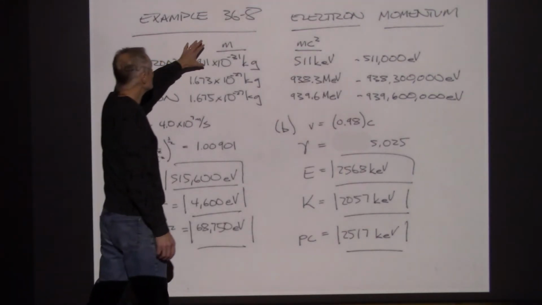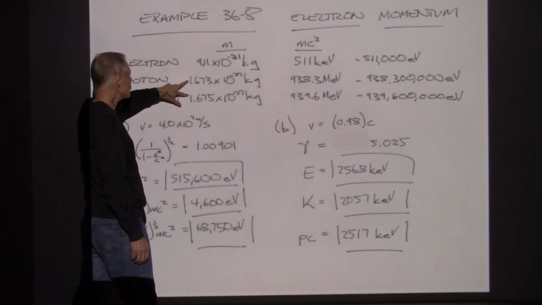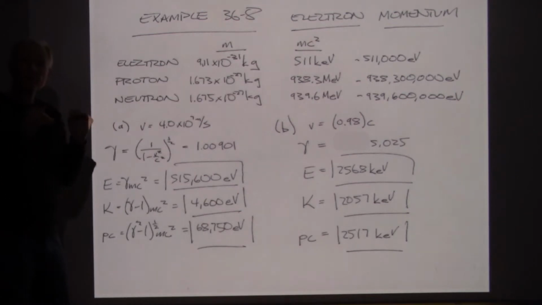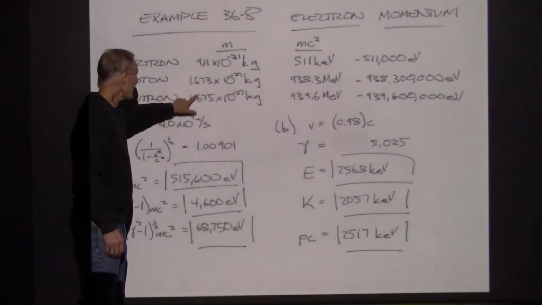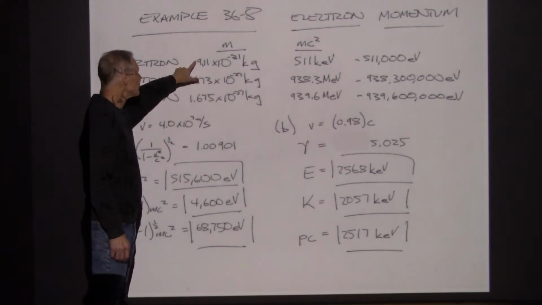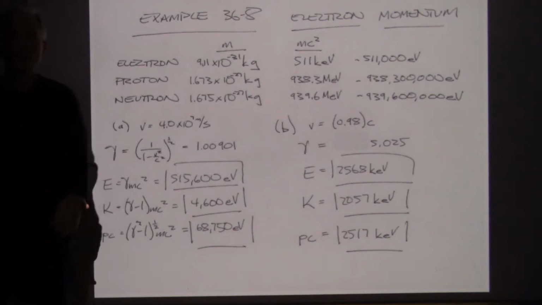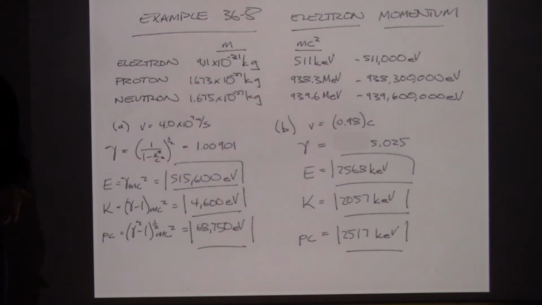In terms of kilograms, here are the masses. And what we notice is that the neutrons and protons have almost the same mass. Look how similar those are. But the electron is much, much lighter. The protons and neutrons are 1,800 times more massive than the electron.